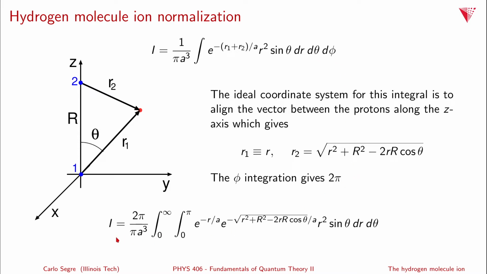And so our overlap integral then looks like 2 pi over pi a cubed, integral from 0 to infinity over r, integral from 0 to pi over theta, e to the minus r over a, times e to the minus square root of r squared plus capital R squared minus 2r capital R cosine theta over a, r squared sine theta dr d theta. We'll first look at the theta integral, which means we can ignore the first exponential, the r squared, and the dr. We'll now just keep the theta components.